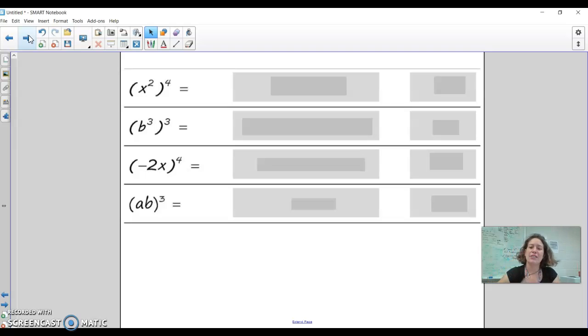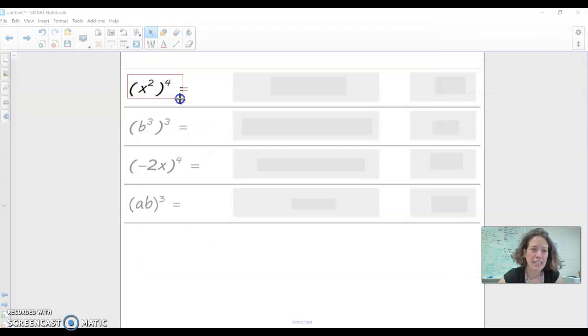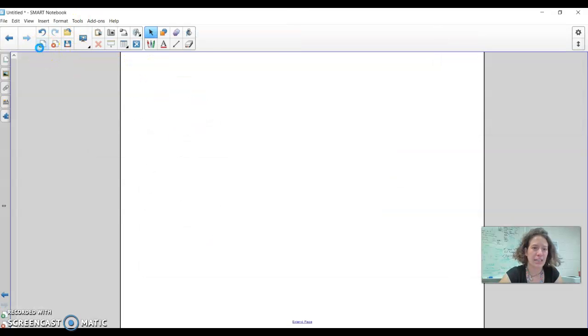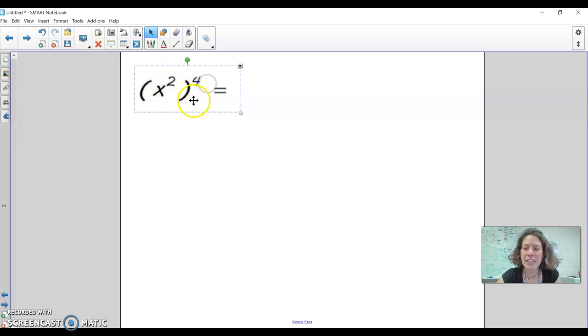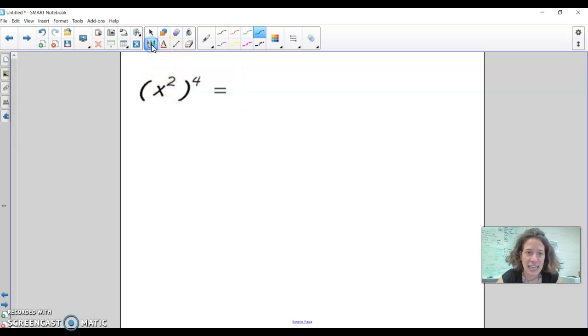Okay, so let's look at this first problem right here. Now, give me 1 second. Okay, check this out. So what this problem means, remember this exponent means you want copies, right? I want 4 copies. So what you're copying is what is inside the parentheses. So what this is saying is, I want to take this, and I want 4 copies of it, okay?